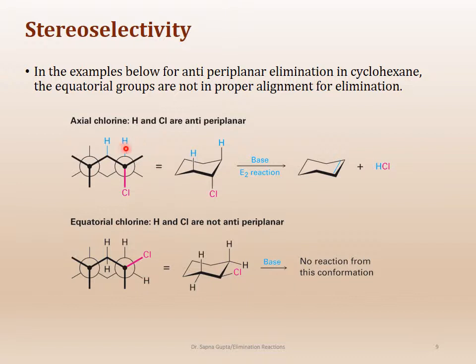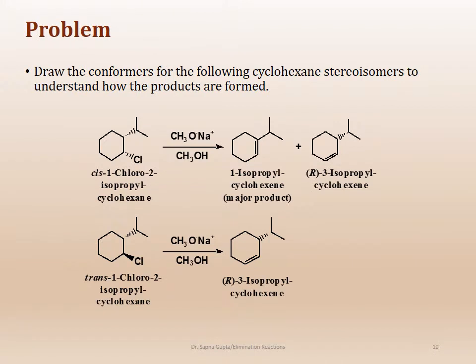So the dihedral angle here has to be 180 for the reaction to take place, and it can't be a small angle. So even if you have chlorine and hydrogen, one equatorial, one axial, even then it's not happening. Both of them have to be axial, and that's when you get the reaction. And that is called stereoselectivity.